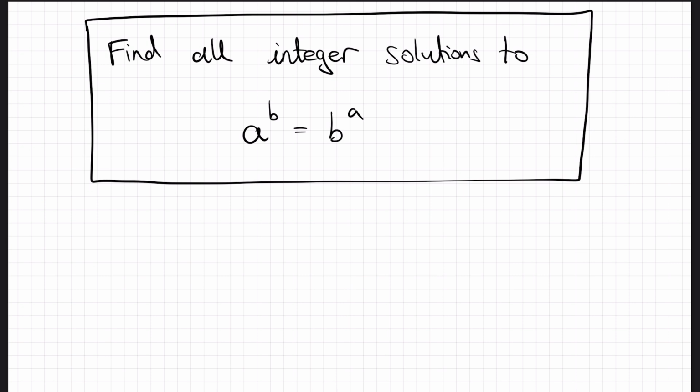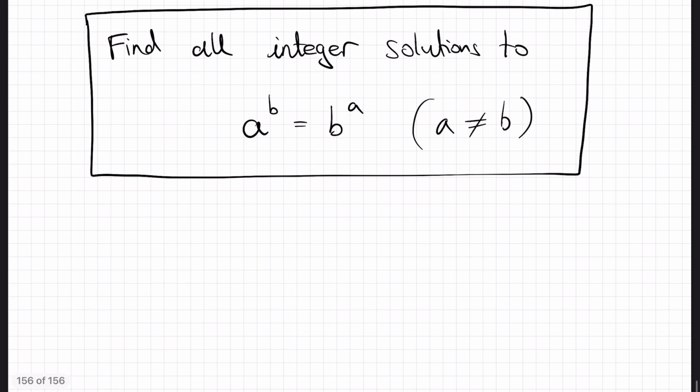I'm going to be solving a sort of challenge question, or just a fun question, and it's basically to find all the integer solutions to a to the b equals b to the a. I should probably add another condition that a is not equal to b, just because otherwise it becomes too easy. But anyways, the point of this is to show you something pretty interesting about the solutions, and more that the number of solutions, so we'll get to that. But yeah, let's just start solving this.